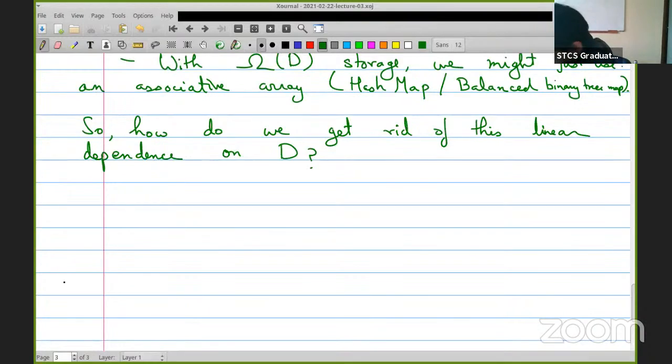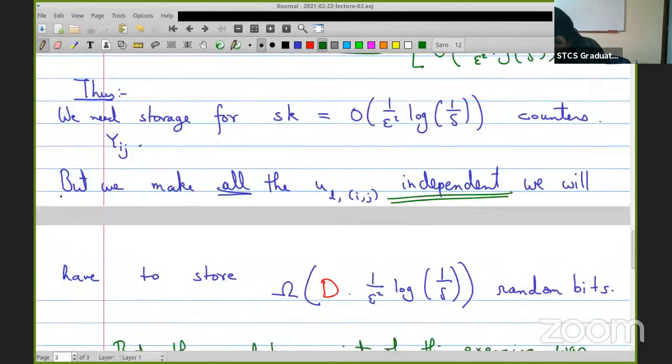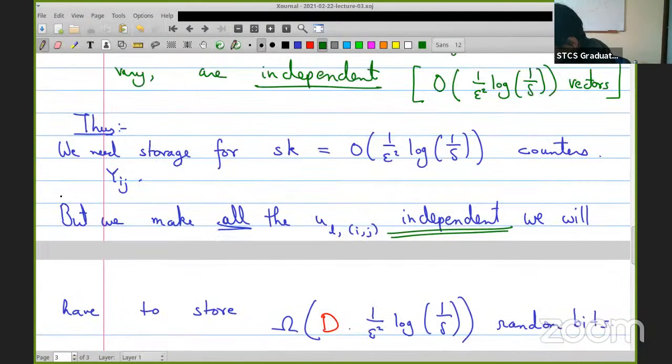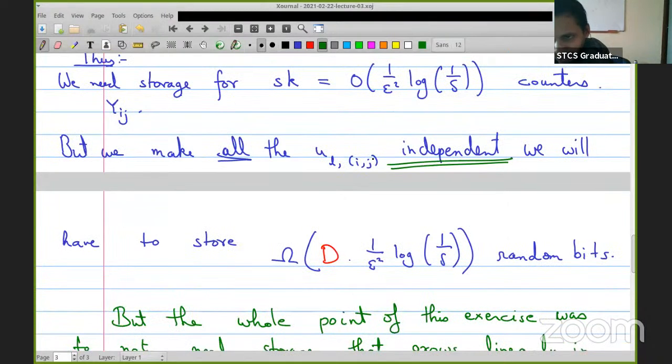So where can we save? This 1 over epsilon square log 1 over delta will be there, right? I mean, we have these many counters. So what's the only point where we could possibly start doing something? It's clear that we do not want to store all these random bits, right? So somehow we have to be able to have a succinct description of some of them. So which of them?